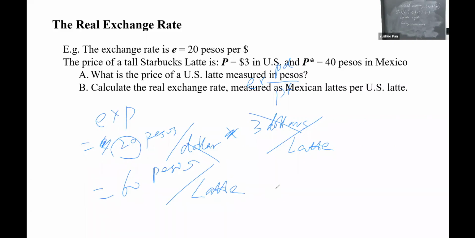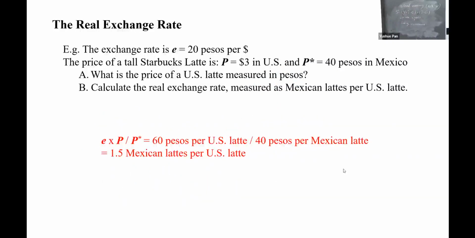And B, calculate the real exchange rate measured as Mexican lattes per US latte. This is the result. E times the numerator, the price in domestic, over P star, the denominator, the price in foreign currency. So the result is 1.5 Mexican lattes per US latte. Remember, for the real exchange rate, there is no currency there, no nominal figure, just how many products equal another. We talk about quantity for the real value, or the real variable.